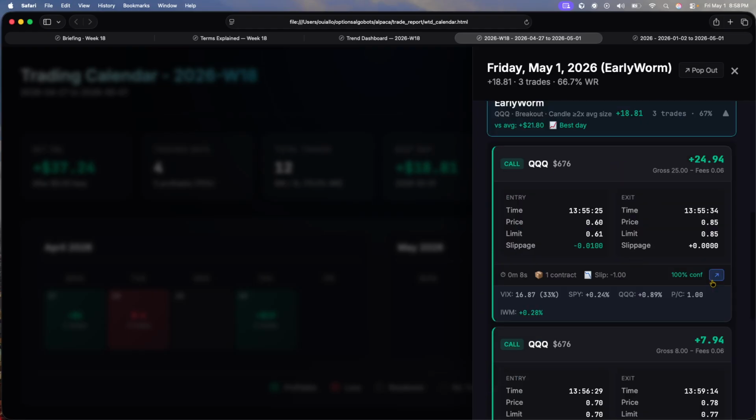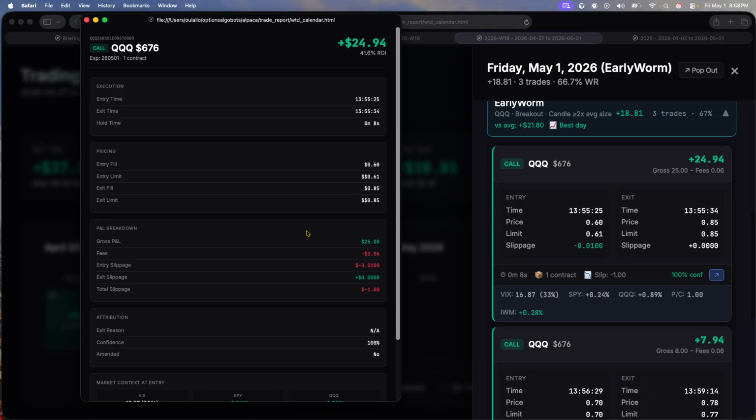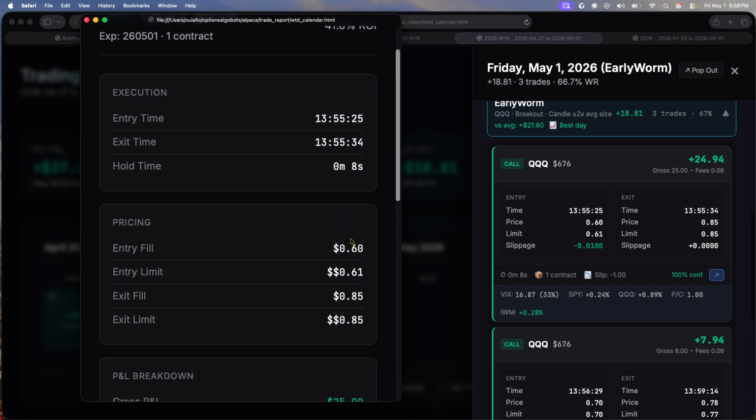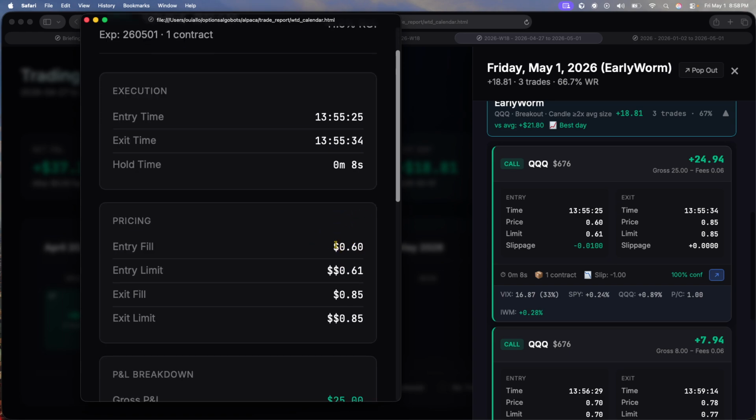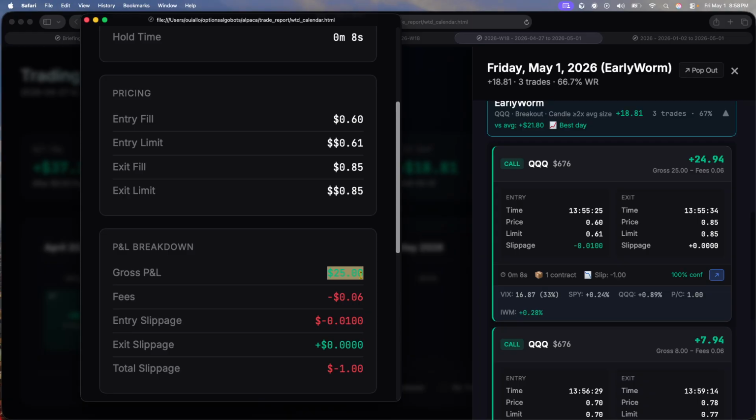You see this 20? This is a very interesting trade, fam. In 8 seconds, you cleared $24. So it was bullish on QQQ. Remember, QQQ is going to be our tech companies, right? Bullish on the 676 level, and we were betting a call. In 8 seconds, it was able to TP. Now let's look at it. We submitted at 60. We were able to get filled at 61. We were able to get out at 85 in 8 seconds, fam. So total gross was 25 bucks.